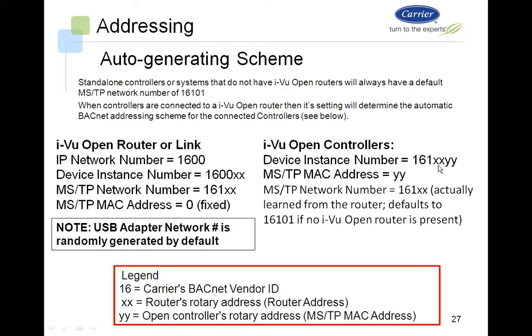The MSTP MAC address of the open controllers is set from the rotary switches of the controller itself. And as we indicated, the MSTP network number residing in the controllers is 16101 or whatever it learned from the router that it's connected to.